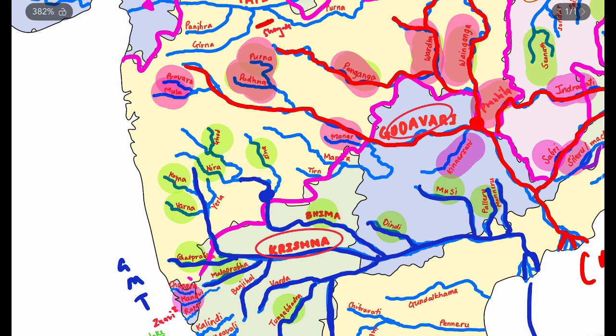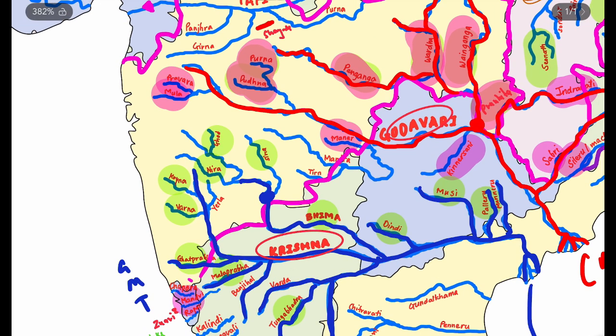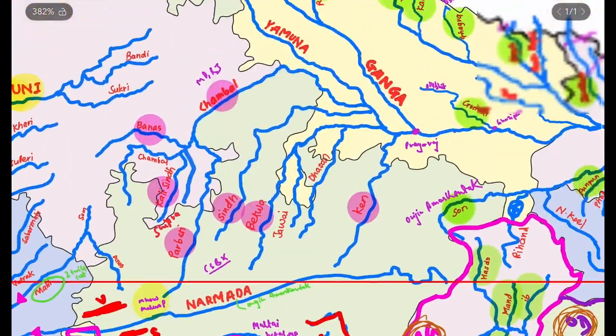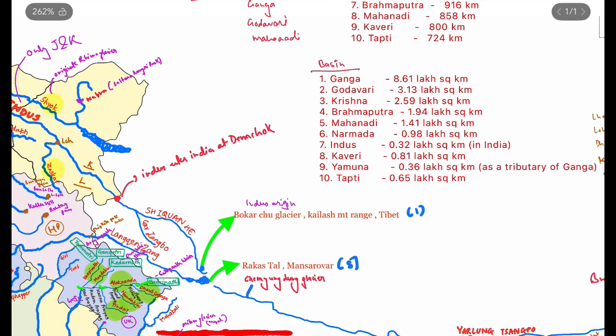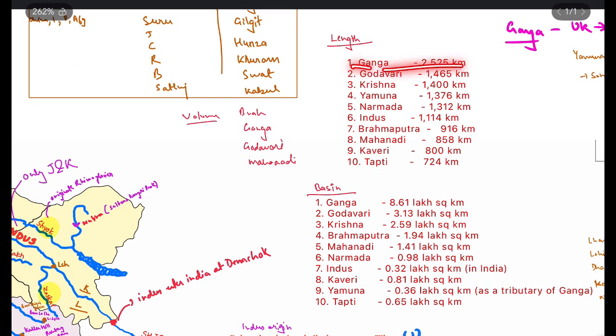So let's see which is the longest river in India. It is Ganga. Most people think it is Brahmaputra, but it is Ganga. Lengthwise: Ganga, Godavari, Krishna, Yamuna, Narmada. That's why Godavari is called Dakshin Ganga. Volume wise, Brahmaputra is the largest, then Ganga, Godavari, Mahanadi. And basin wise: Ganga, Godavari, Krishna.